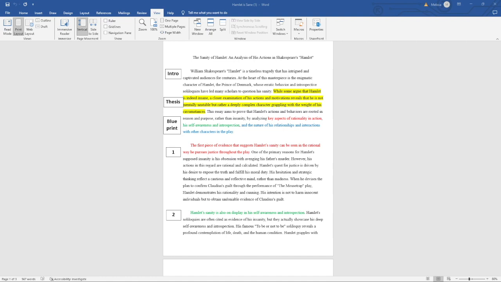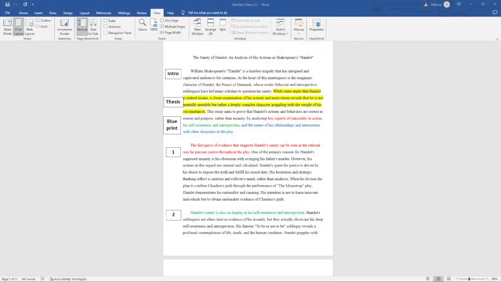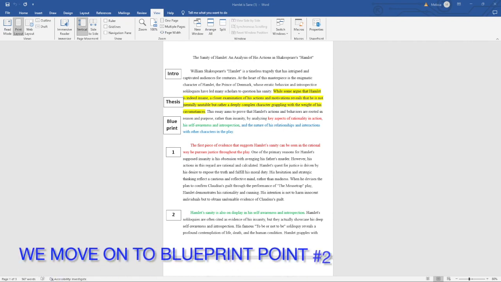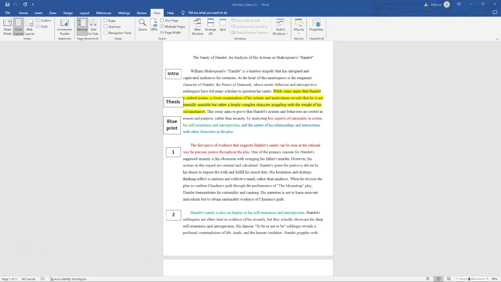And once we've exhausted that and given all the evidence for that, then where do you think we go? We go back to our blueprint, and we say, all right, what's the second blueprint point? So let's look at it. Blueprint point number 2, the one in green, right? What is that one? That says we're gonna look at Hamlet's self-awareness and introspection. So we need a sentence to start this next paragraph that indicates we're moving on to start proving that second blueprint point. So what is it? It is, and I've got it again highlighted in green, Hamlet's sanity is also on display in his self-awareness and introspection.